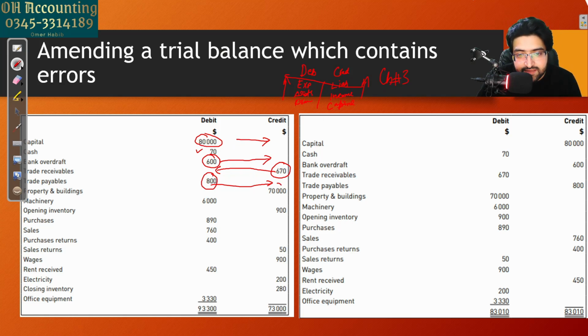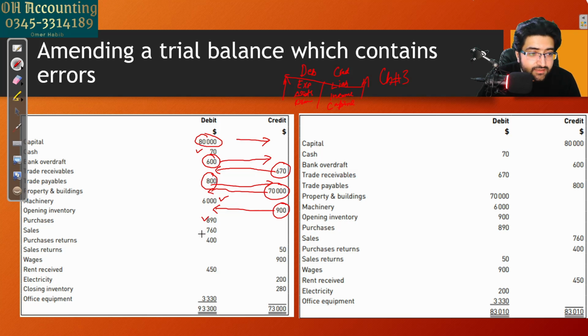Property and building, it's an asset. Assets should be on the debit side. Machinery is fine. Okay, and then we have opening inventory. Again, inventory is an asset. It should be on debit. Then we have purchases, which is fine.